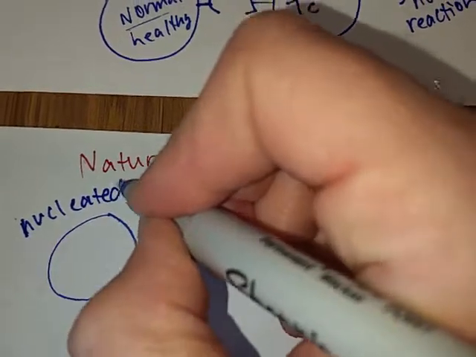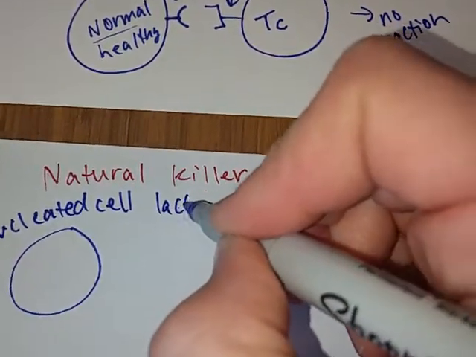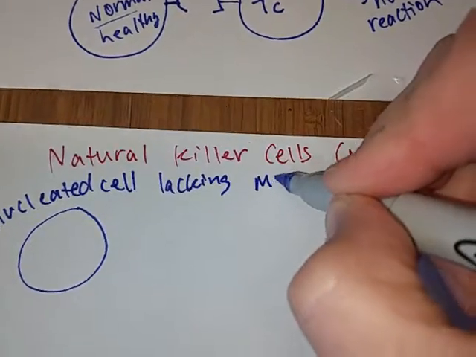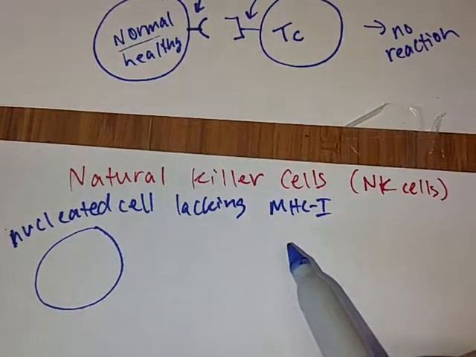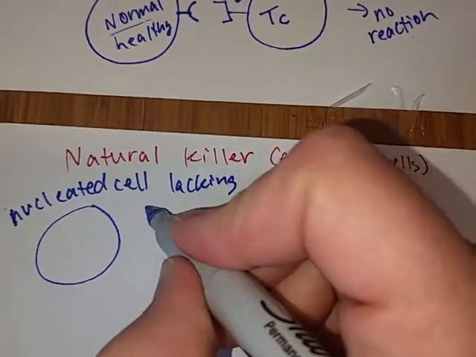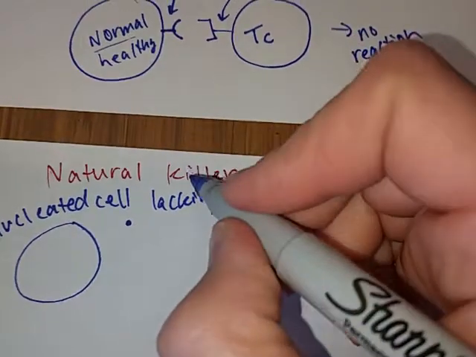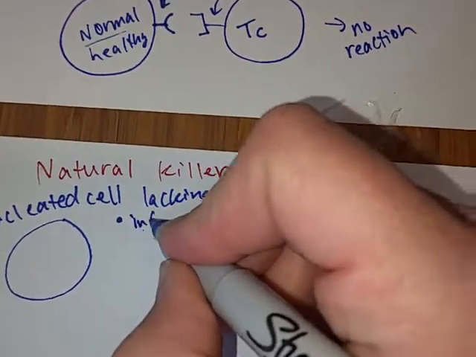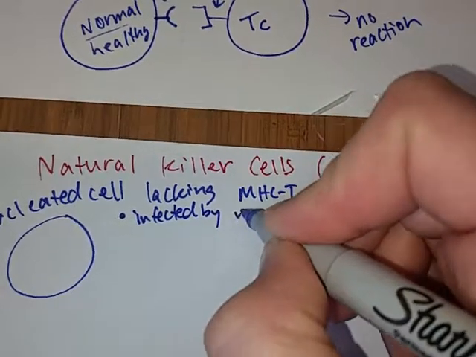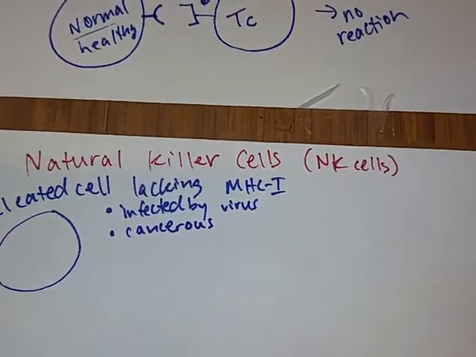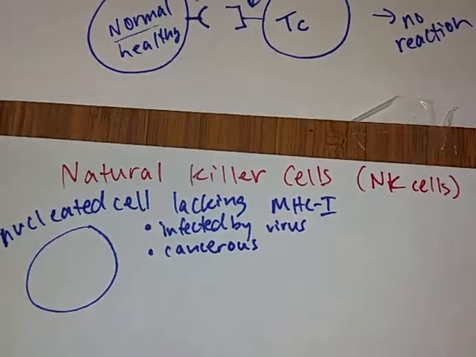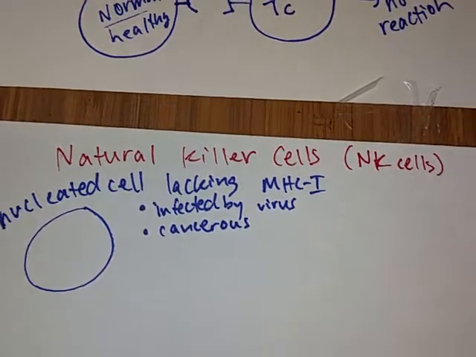So natural killer cells look for a nucleated cell lacking MHC1. If you have a nucleated cell and it's lacking MHC1, this is not good. This is going to be a cell that's probably either infected by a virus or cancerous. Either way, we don't want to keep this cell around. It's going to cause our overall body more harm than good.